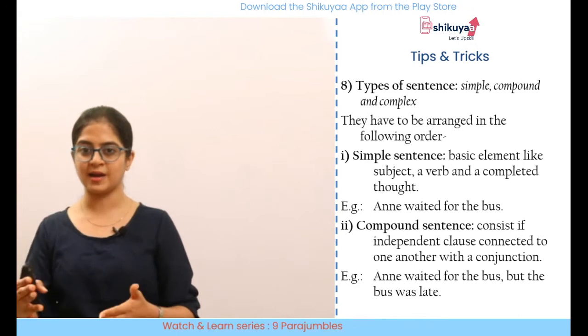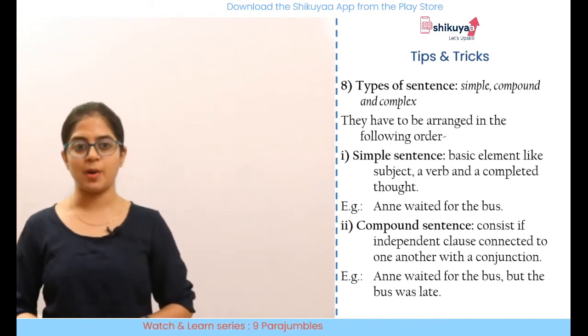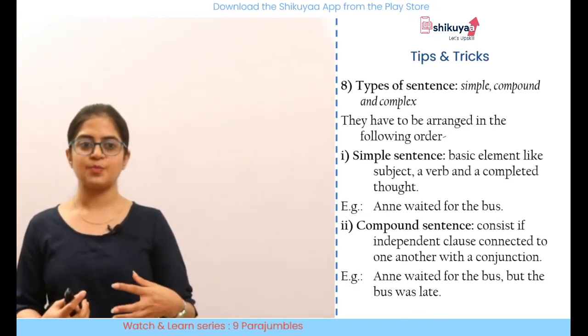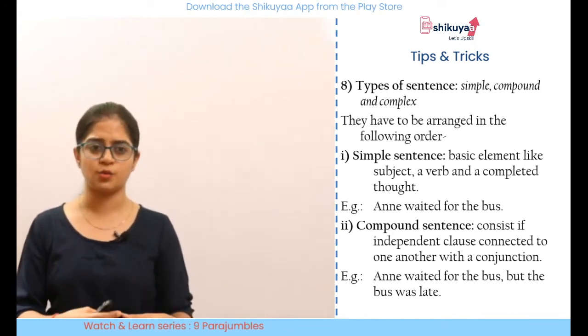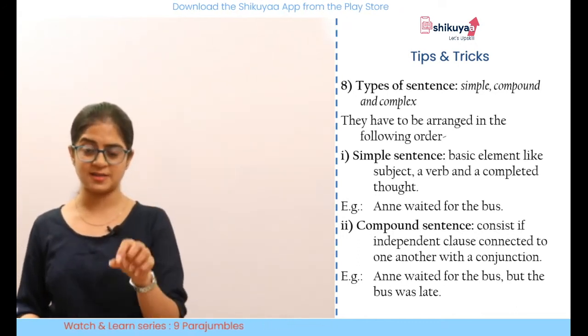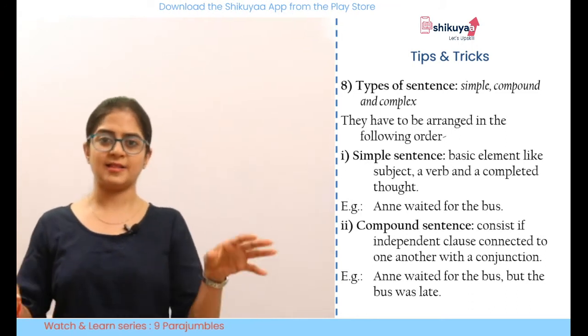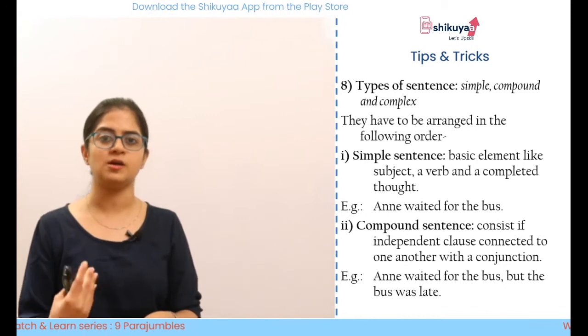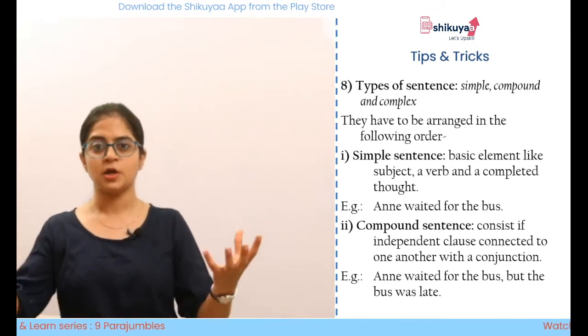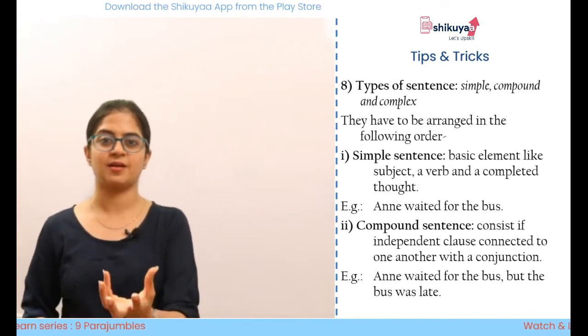That is agreement, right? Look at the compound sentence. It consists of independent clauses connected to one another with a conjunction. See, if you identify a conjunction in the sentence and there are two parts in the sentence, it is usually called a compound sentence. Compound sentence means two things together make a compound thing.